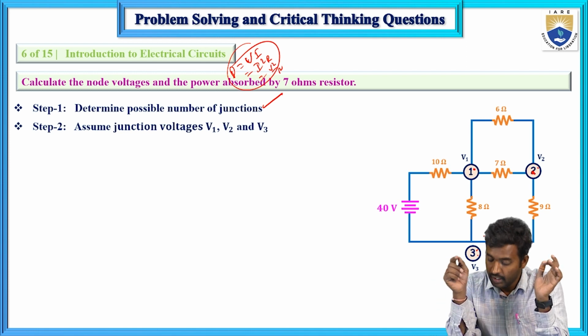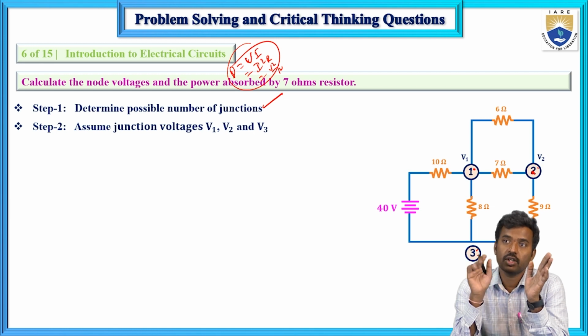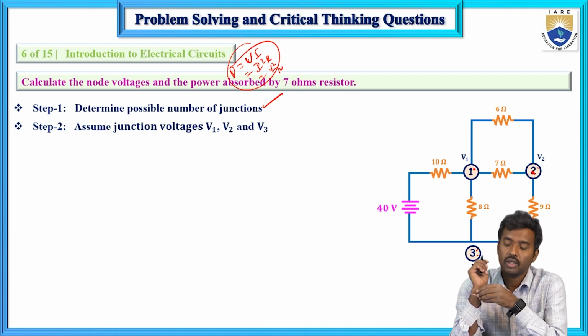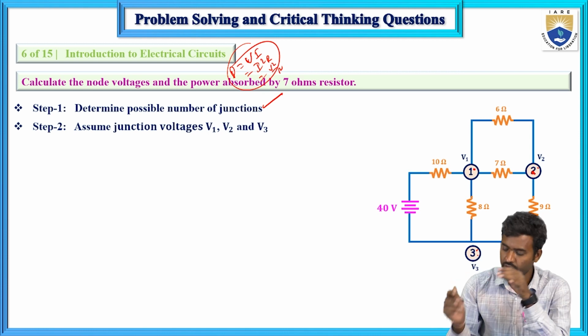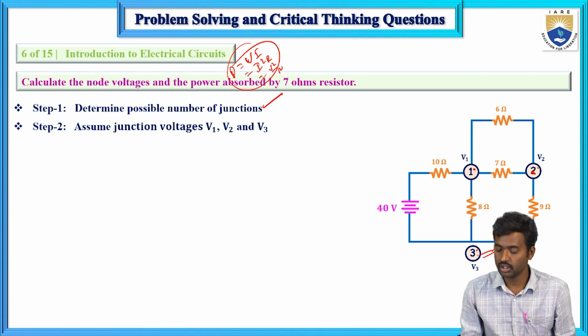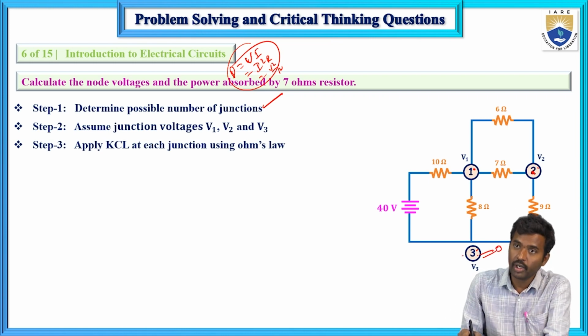Out of these 3 voltages, select one junction as the reference junction. That reference junction voltage equals 0, which is the ground voltage. It is better to take the bottom one, because then the calculations are very easy. Here I am selecting V3 as the reference voltage, and that voltage equals 0. Now apply KCL at each junction. You do not need to apply it at the reference junction, just at the remaining junctions.